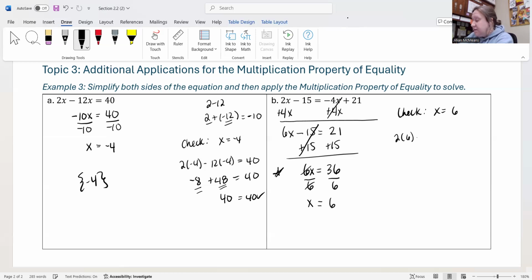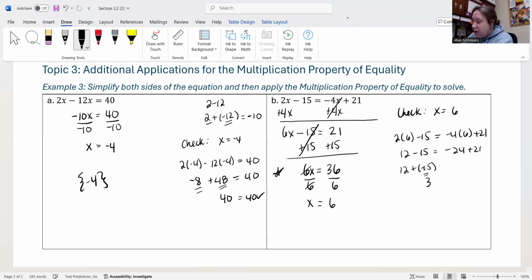So 2 times 6 minus 15 equals negative 4 times 6 plus 21. Let's see, 2 times 6 is 12, so we get 12 minus 15. Negative 4 times 6 is negative 24 plus 21. If we go back to the left, 12 minus 15, you could think of this as 12, and instead of subtracting positive 15, we add negative 15. Which means we're adding two numbers with different signs. So we subtract the absolute values, and 15 minus 12 is 3.